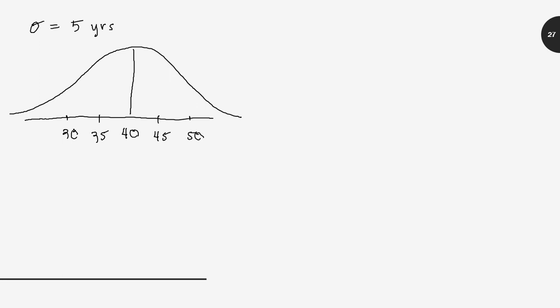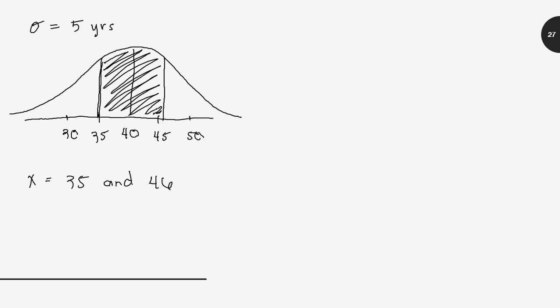Okay, so ipaplot lang natin dito mga anak yung given na x, which is 35, and then 46. So si 35 po, dito po siya nakalagay. And then si 46 po is nandito sa right side. Okay? So, gaano kaya kalaki or ano kaya yung probability na ito po yung magiging edad ng mga manager sa bangko? Okay? So, yan po yung hahanapin natin.